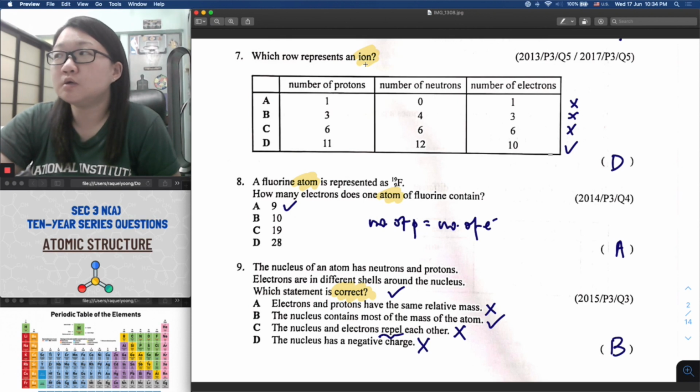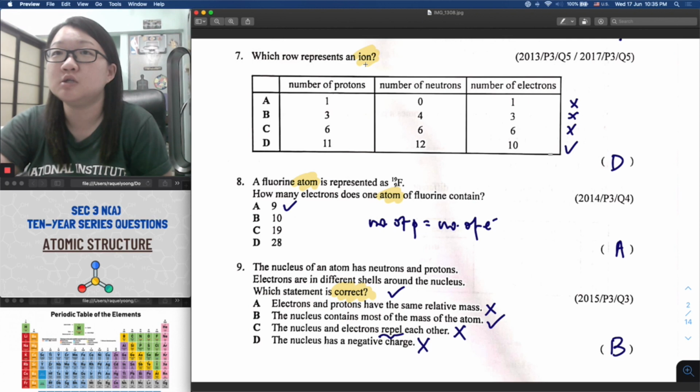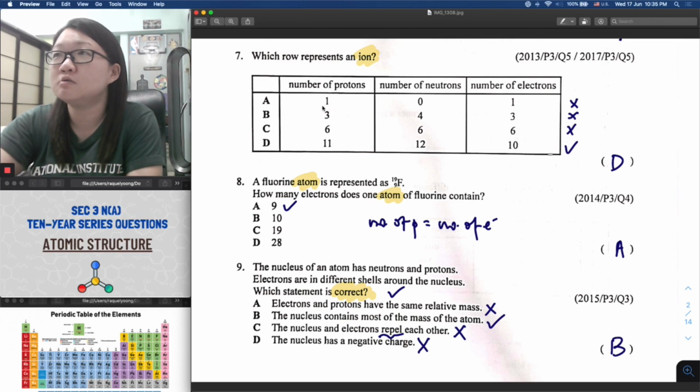Okay, so back to our understanding on atoms, right? So atoms have the same number of protons and the same number of electrons. Because of that, the charges cancel out each other, so your atoms are electrically neutral. Ions, on the other hand, are formed when either the atom has lost or gained electrons. So the simplest and fastest way to do this question will be, you just quickly scan through, you look at which row actually has different number of protons and number of electrons, right?